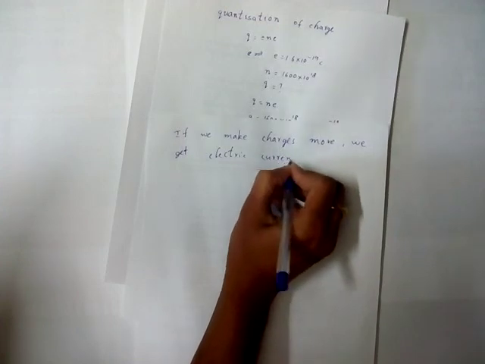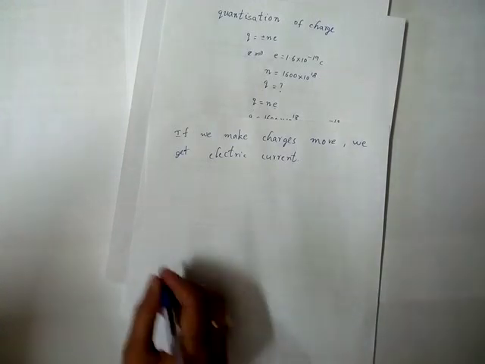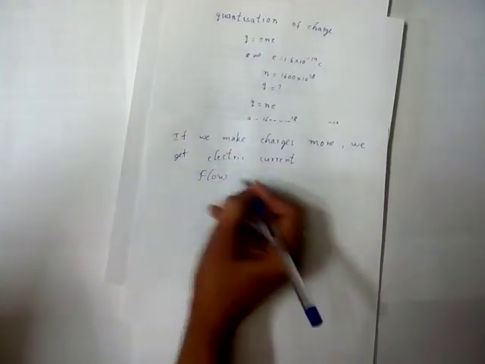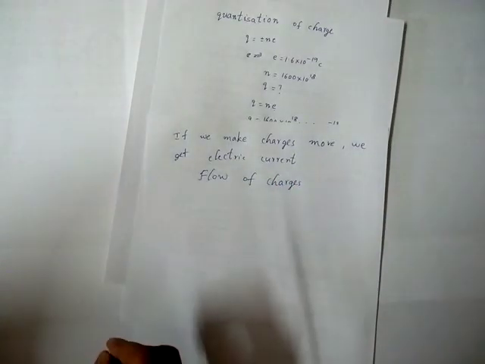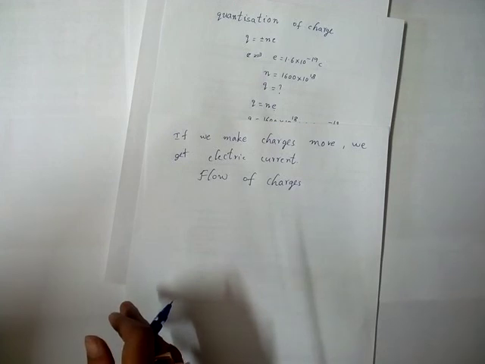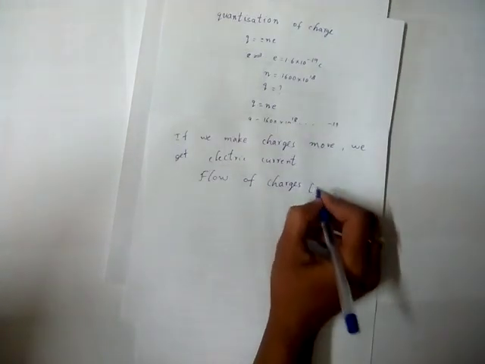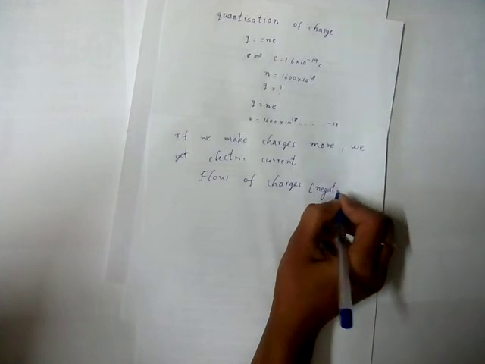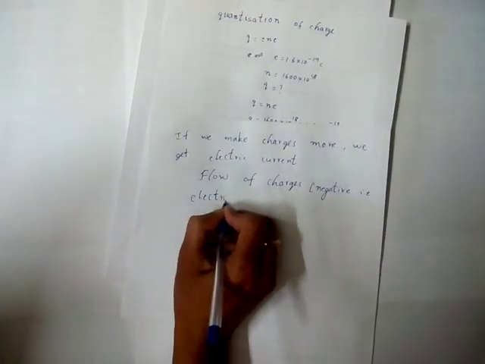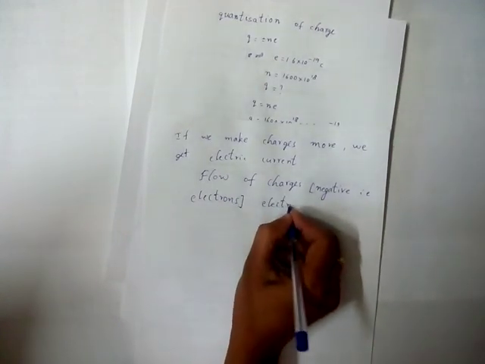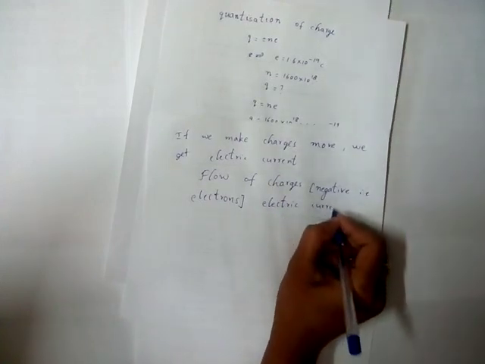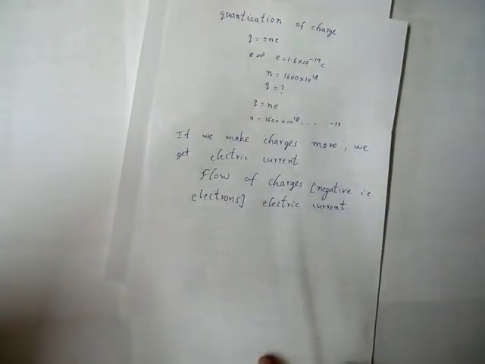We get electric current. Understood? So the flow of charges, or flow of electrons, generally negative charges we have to consider. Flow of charges, especially negative, that means electrons, we call as electric current. This is the concept. So electric current definition and electric field definition we will learn now.